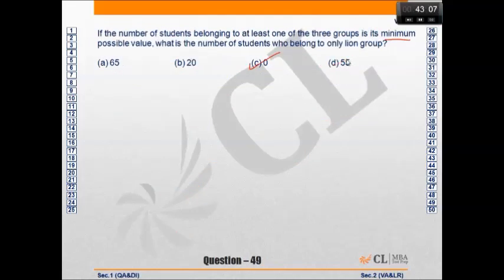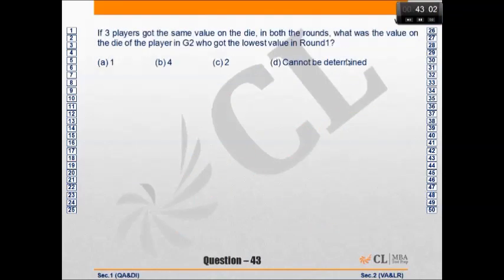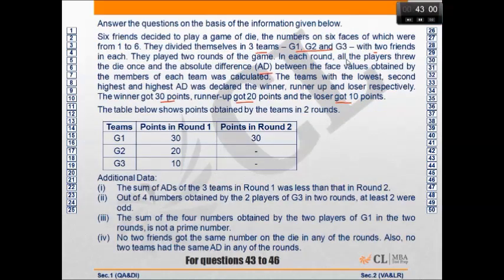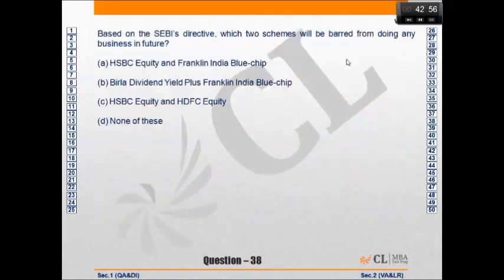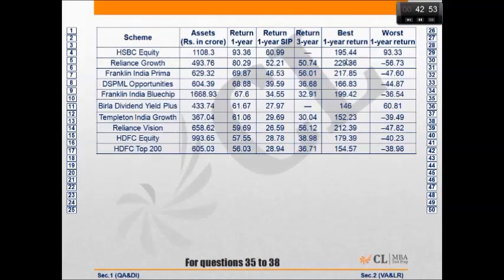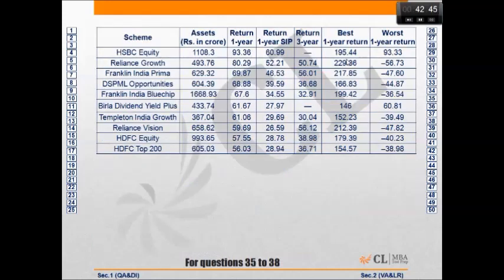40 odd minutes gone. Okay, let me now go back and do the table first. After the table, I will go back and do the round 2 question. Then I look at doing one more DI set and the remaining LR set which I should have solved. Okay, so the data I have understood. Let me look at the questions.